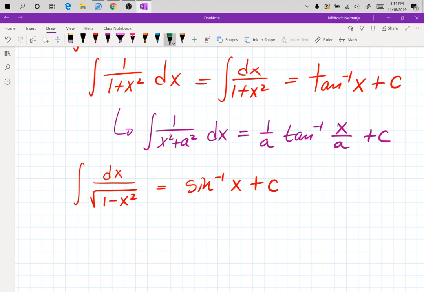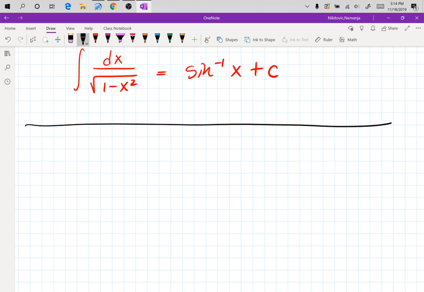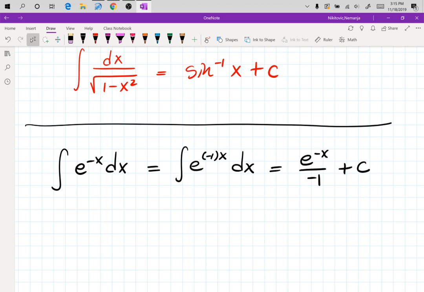So now, to illustrate a couple of these examples real quick, we can take the integral of e to the negative x dx, and we would understand this as integral of e to the negative 1 x dx, which means e to the negative x over negative 1 plus c, and then I can just put the negative in front. So negative e to the negative x plus c.